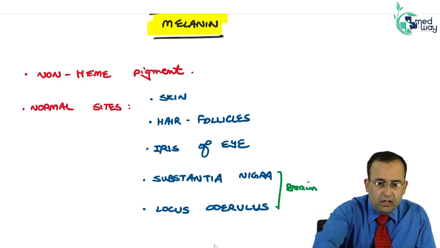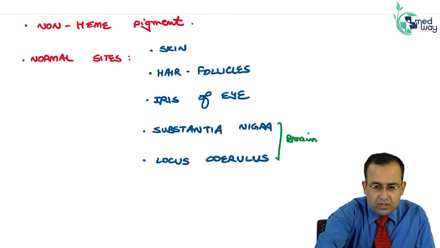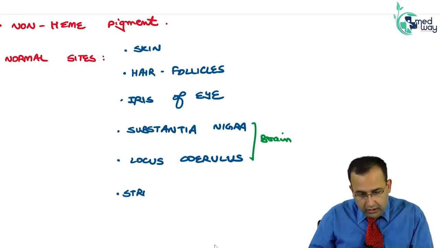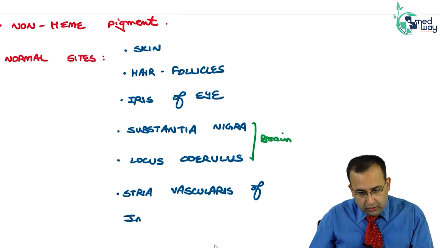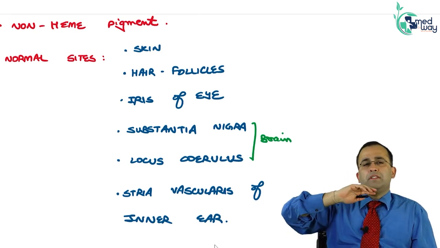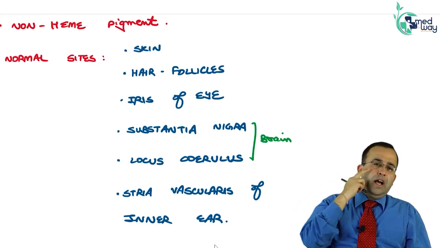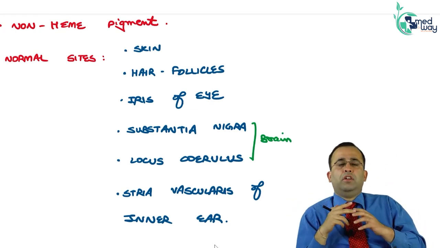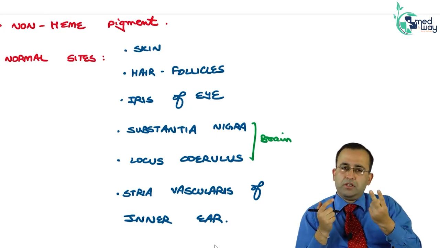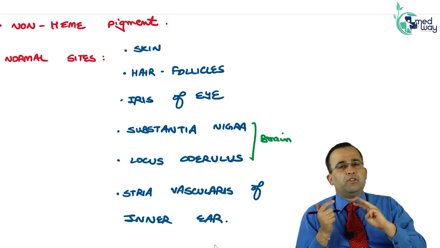And lastly, it is also seen in stria vascularis of the inner ear. These are the normal sites of melanin. The first three were obvious: skin, hair follicles, iris of the eye. What you have to remember is the brain. In the brain, substantia nigra and locus coeruleus, and stria vascularis of the inner ear.